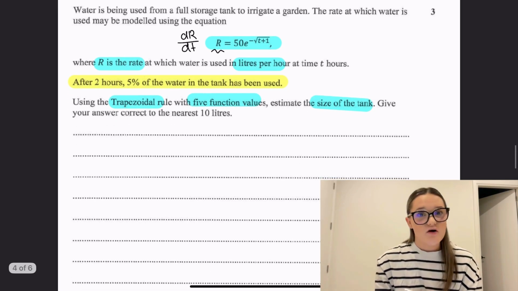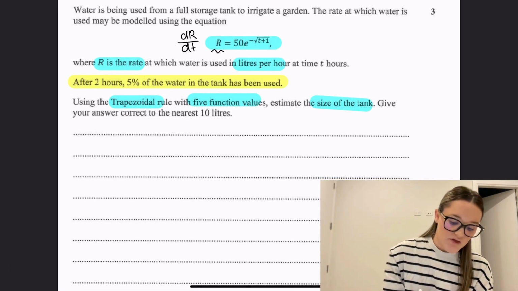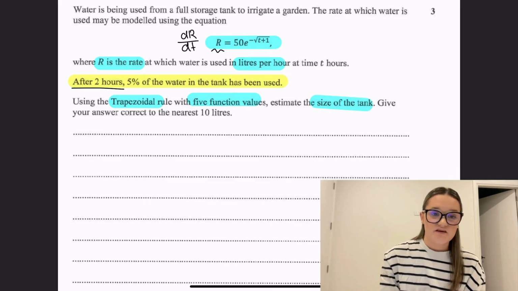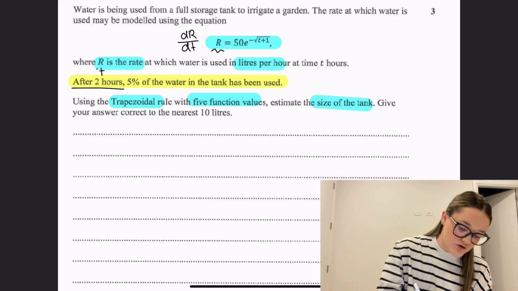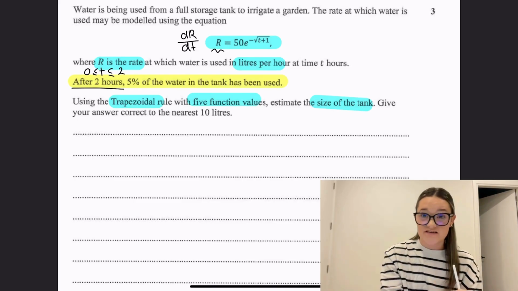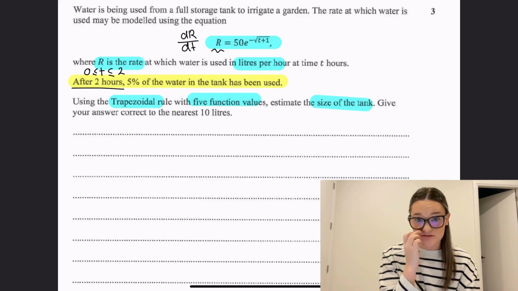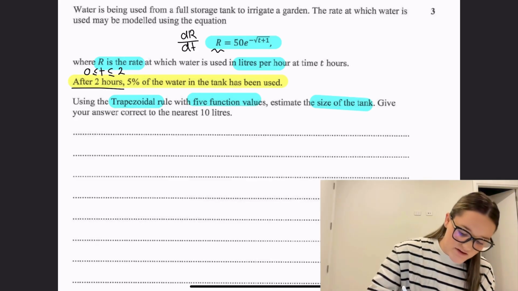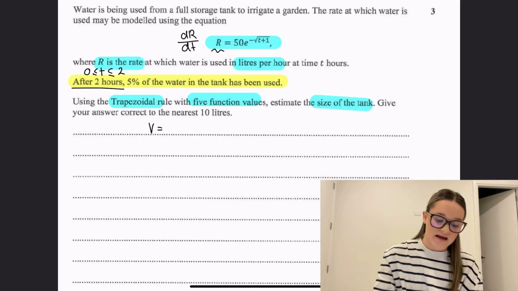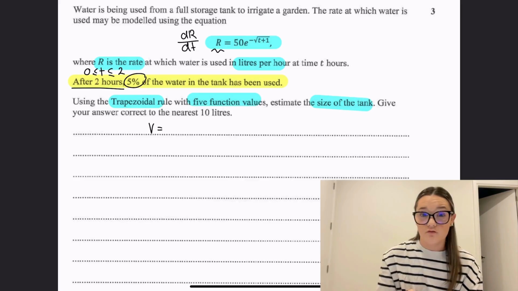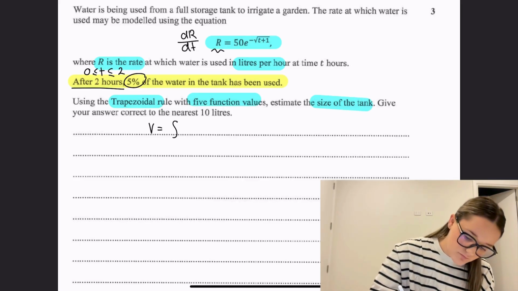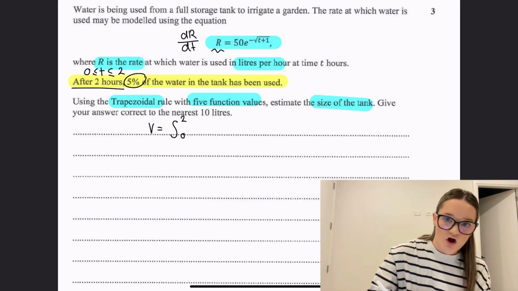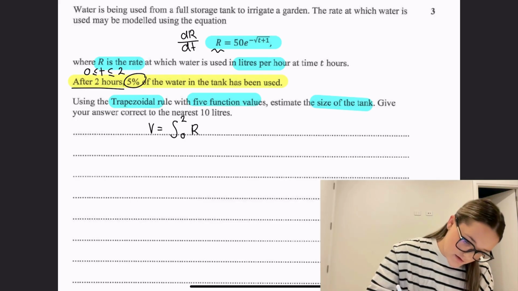So if we break this question down even further, we're told that after 2 hours, 5% of the water has been used. So I'm looking at how much water has been used from the very start, when t is equal to 0, to the second hour. So here I'm going to say that 5% of the volume that's in the tank is going to be the integral between 2 and 0 of my R value in terms of dt.